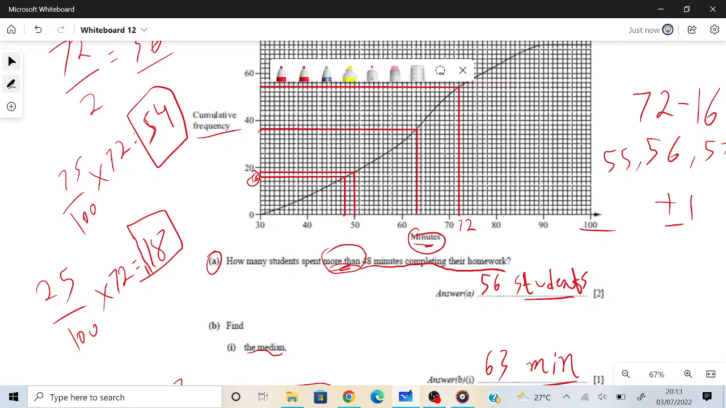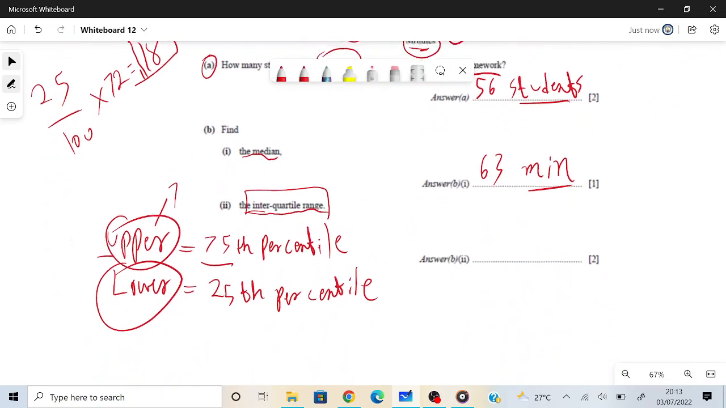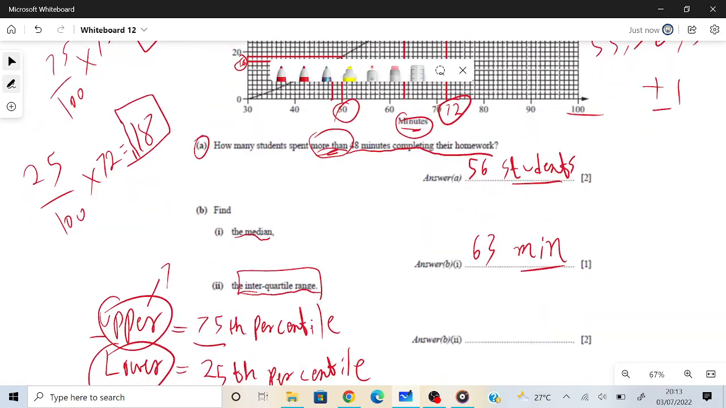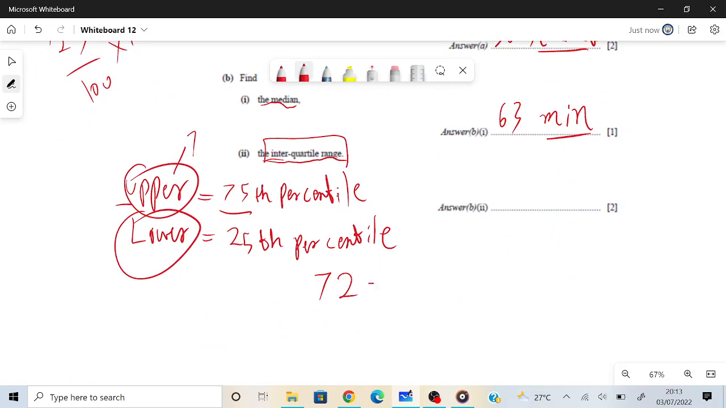That is 50. So we have 72 and 50, and in order to find the interquartile range, as I said, you do upper minus the lower. Upper is 72, and the lower one is 50. So 72 minus 50 is nothing but 22. So the interquartile range is 22 minutes.